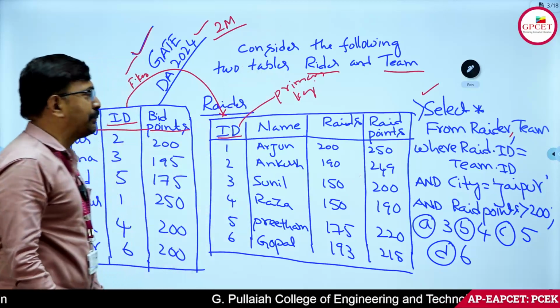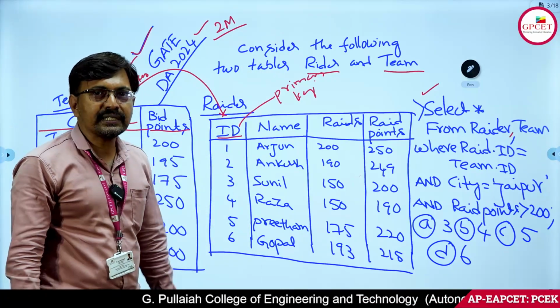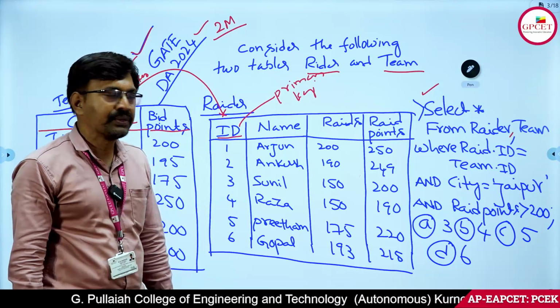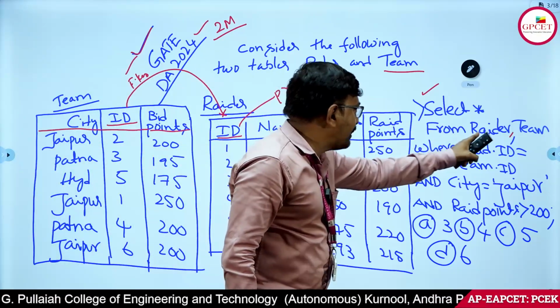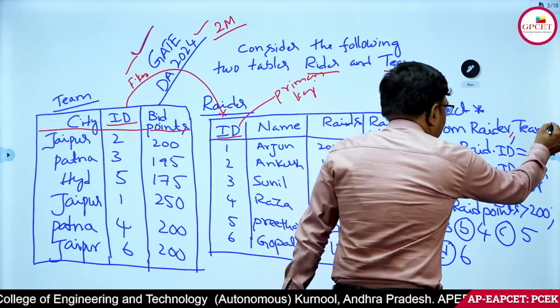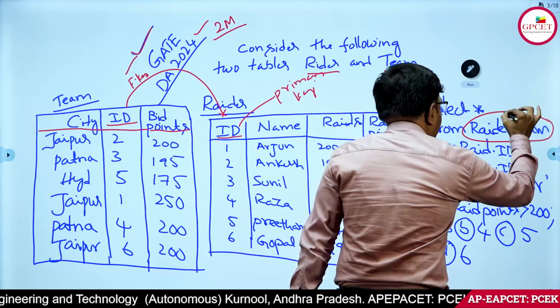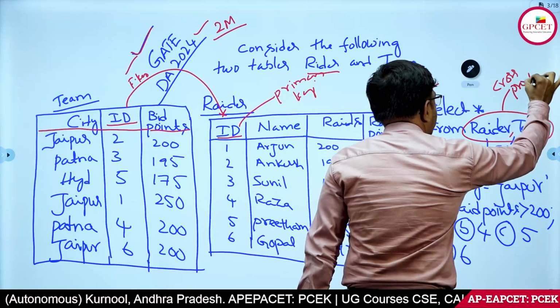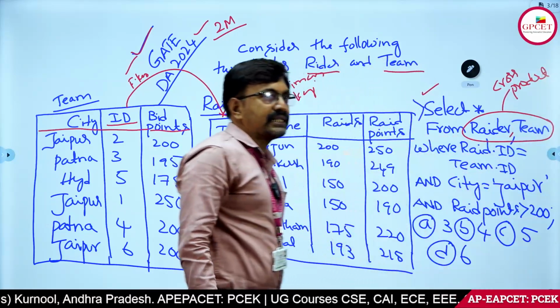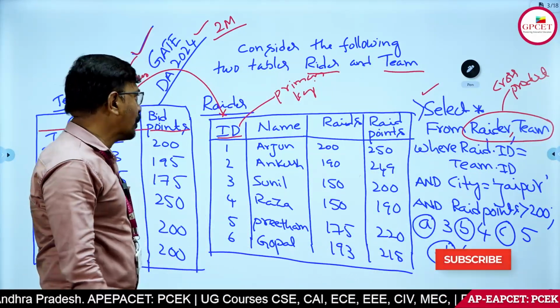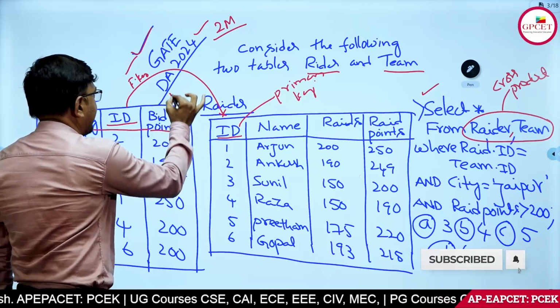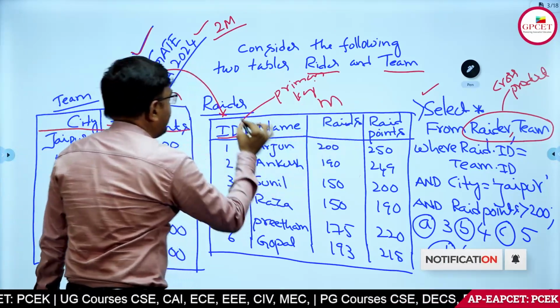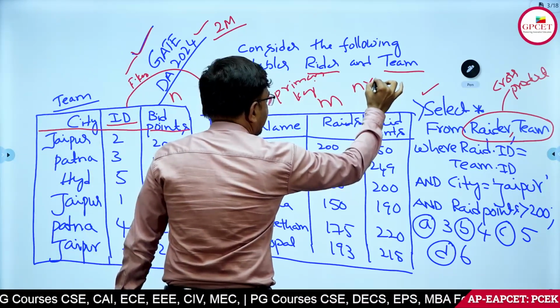Okay, a simple question. Keep in mind what a join is. Join is nothing but cross product plus some condition. Select star from rider comma team. What is that operation? This operation is a cross product. What is meant by cross product? I think you are familiar with it from the previous videos. Observe, this is one table with N rows, this is another table with M rows. Cross product is N by M.